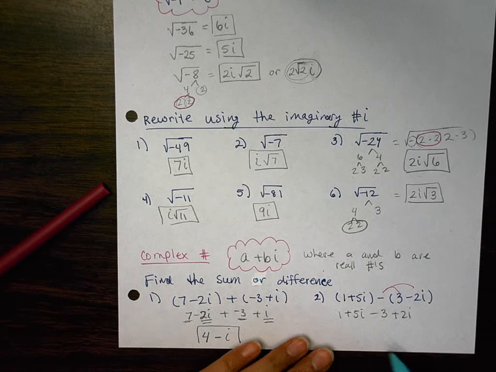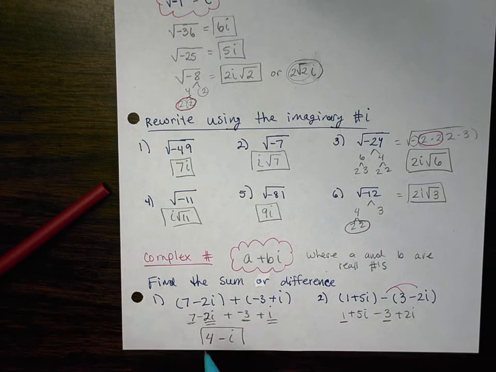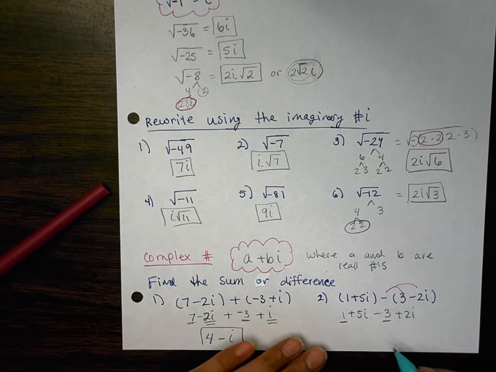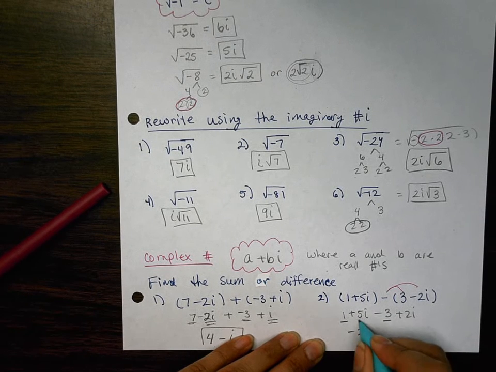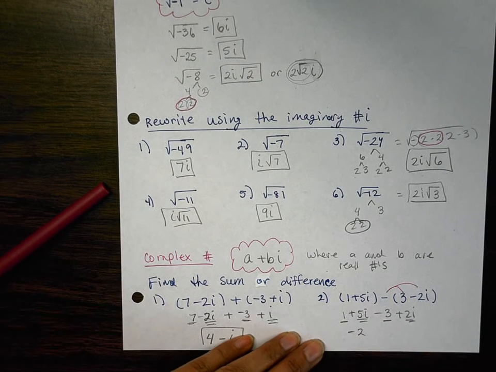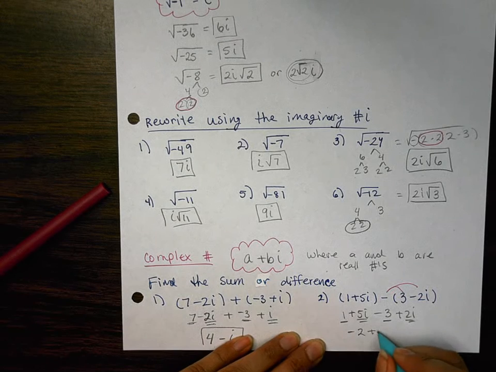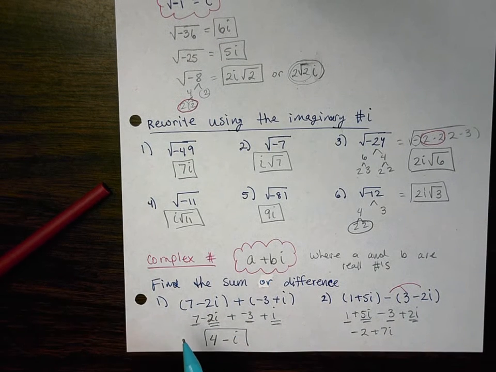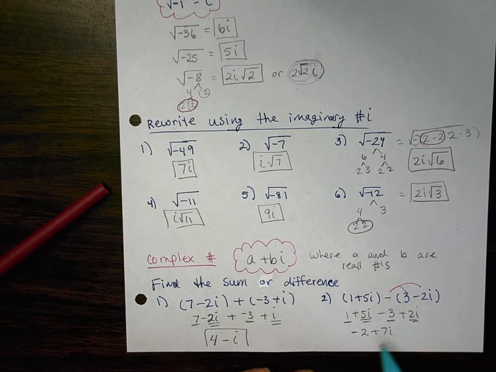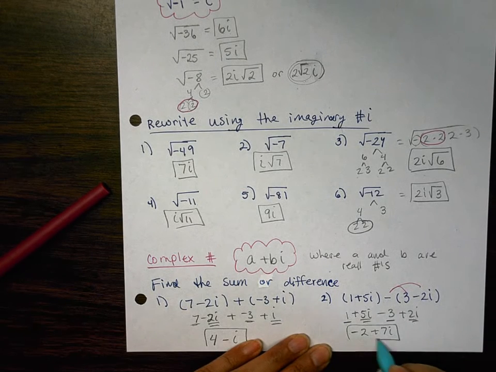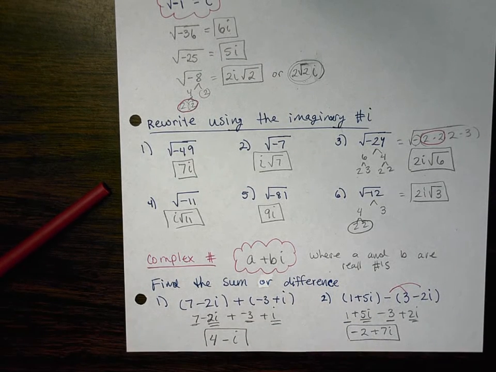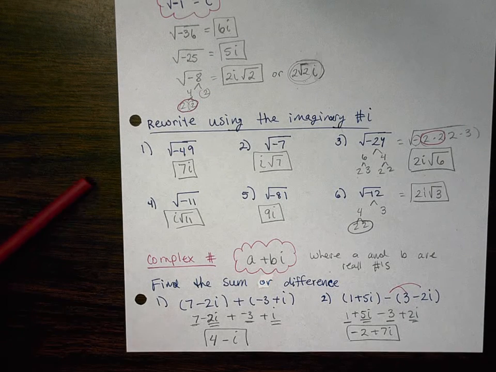And then you combine like terms. What's 1 and negative 3? Negative what? Negative 2. And then 5i and 2i is plus 7i. Yes or no? Okay. And that's it for this one. Negative 2 plus 7i. Questions?